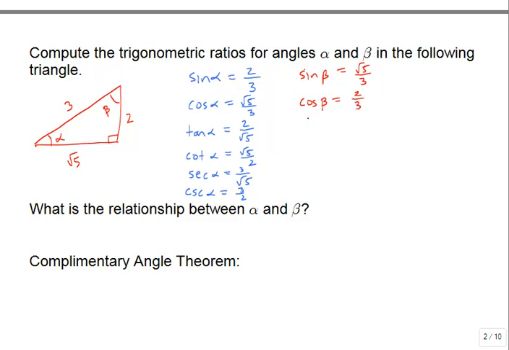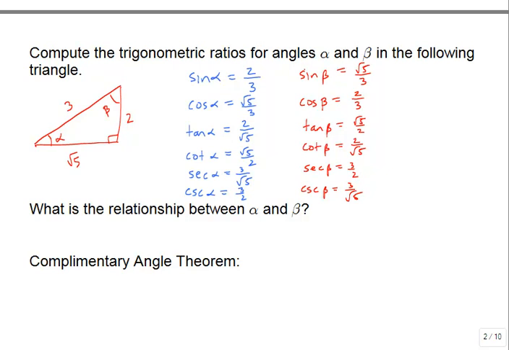And if I take a look at the tangent of beta, it would be its opposite side, which is this root 5, over the 2, the adjacent side. Cotangent of beta would be the adjacent over the opposite, so 2 over root 5. Secant of beta would be the reciprocal of the cosine of beta, so 3/2, and cosecant of beta would be the reciprocal of the sine of beta, so 3 over root 5.